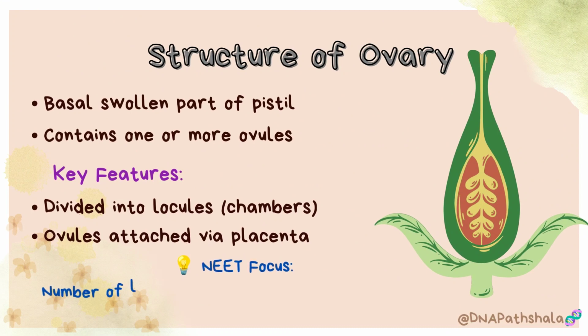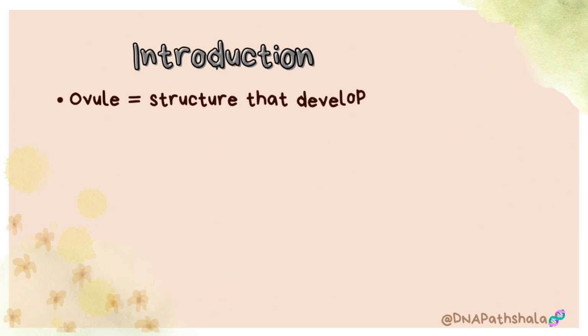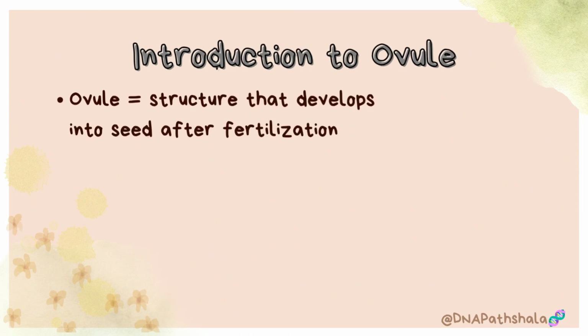Here is one neat tip. Arrangement of ovules inside the ovary is called placentation. Remember it for your NEET. Now let's move inside the ovary to the ovule. Ovule is the structure that later develops into a seed.